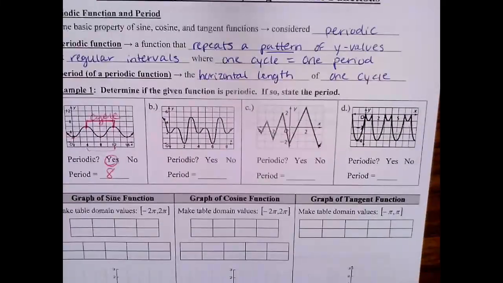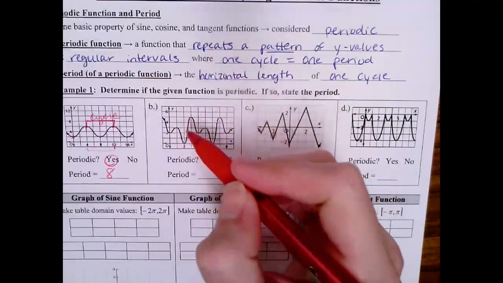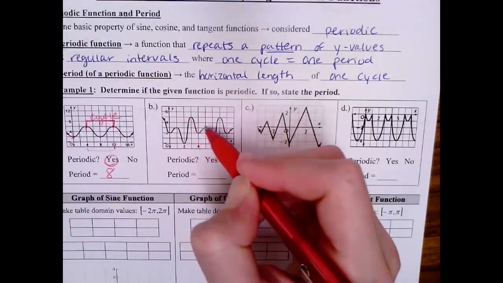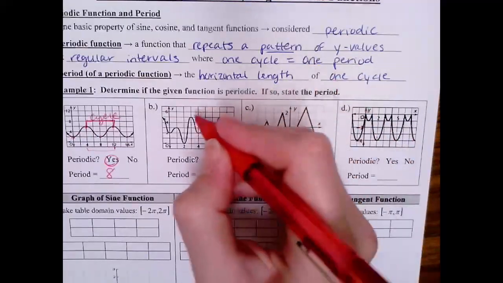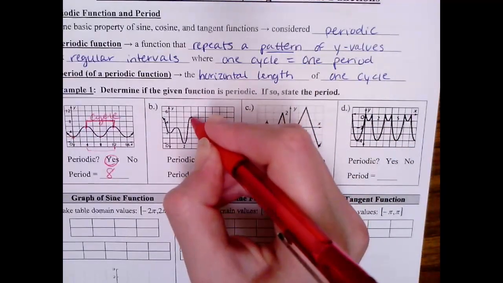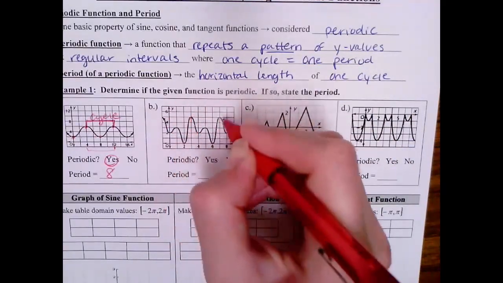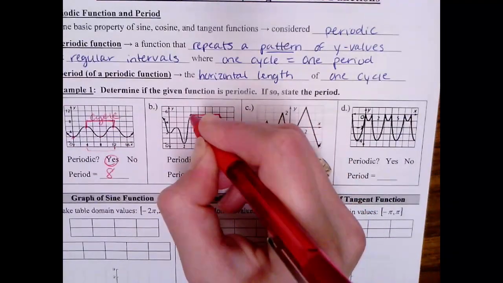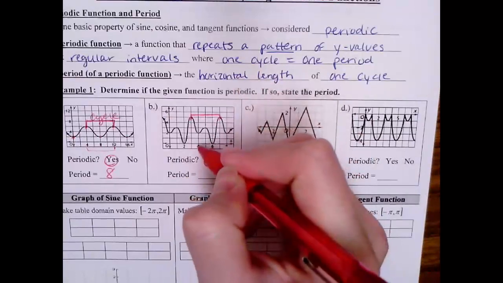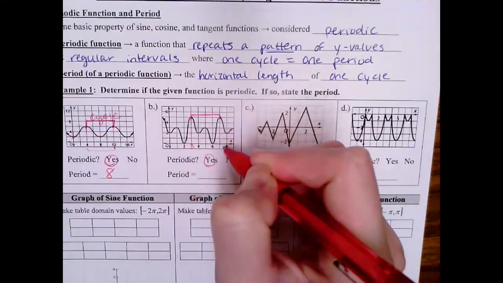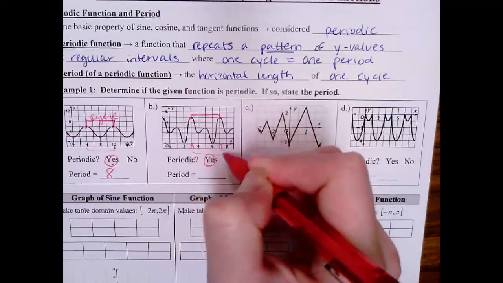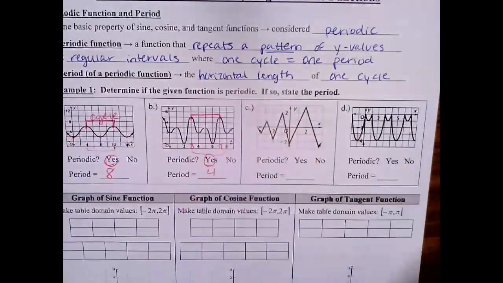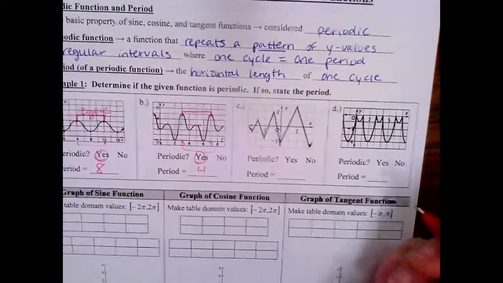All right, what about B? Is that periodic? So hopefully you notice that it is in fact repeating y's in a pattern. It's a funky pattern, but it is repeating the y's in a pattern. So I'm up here at 5, it looks like, and then I hit 5 again over here. So from here to here would also be your cycle. So yes, this is periodic. So let's count. We're at 3 and we come up to 7. How do we get from 3 to 7? We add 4. So our period or our cycle is 4.